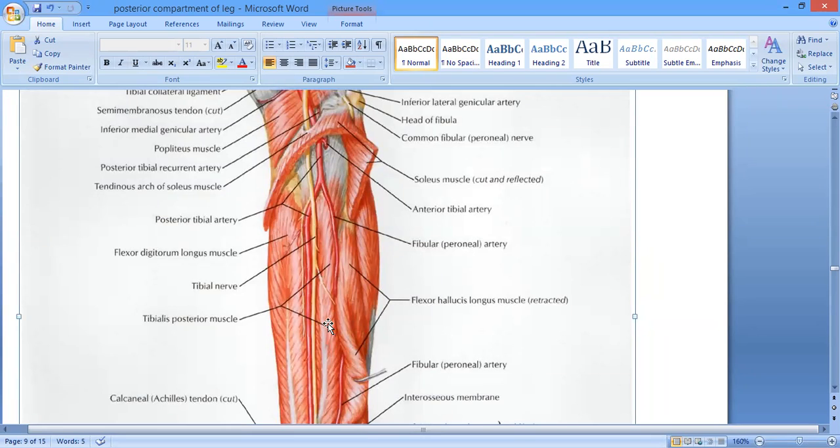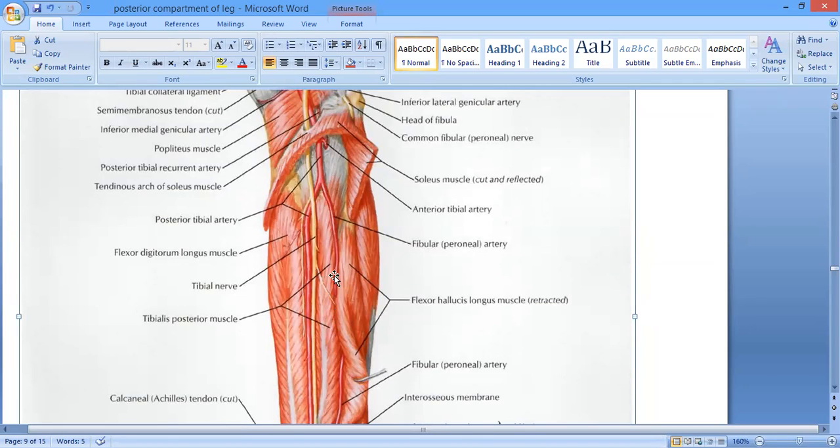Right? I'm going to repeat it again. Posterior tibial artery, it is one of the terminal branches of the popliteal artery given at the lower part of the popliteus muscle. And secondly, it's going to supply the posterior compartment of the leg and also the sole of the foot. You can see the plantar surface of the foot or the sole of the foot.